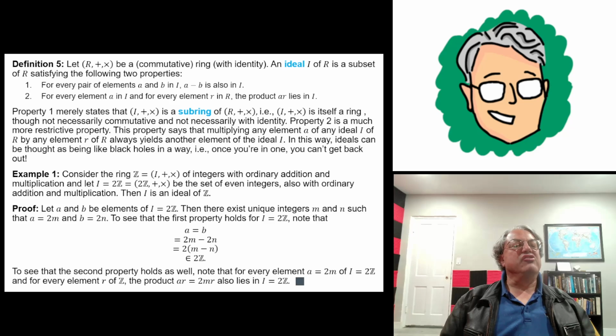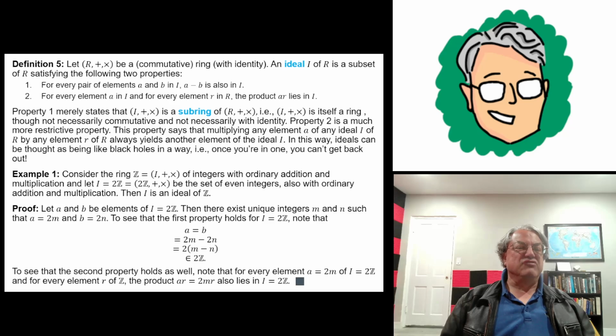And then the other property of ideals, and this is the more interesting property, I think. You take any element A of your ideal I, and any element little r of the ring, capital R. It turns out the product A times r is a new element of I. So you're kind of stuck in I. And I've heard a very useful analogy. You can think of ideals kind of like a black hole, because once you go in, you can't come out again.